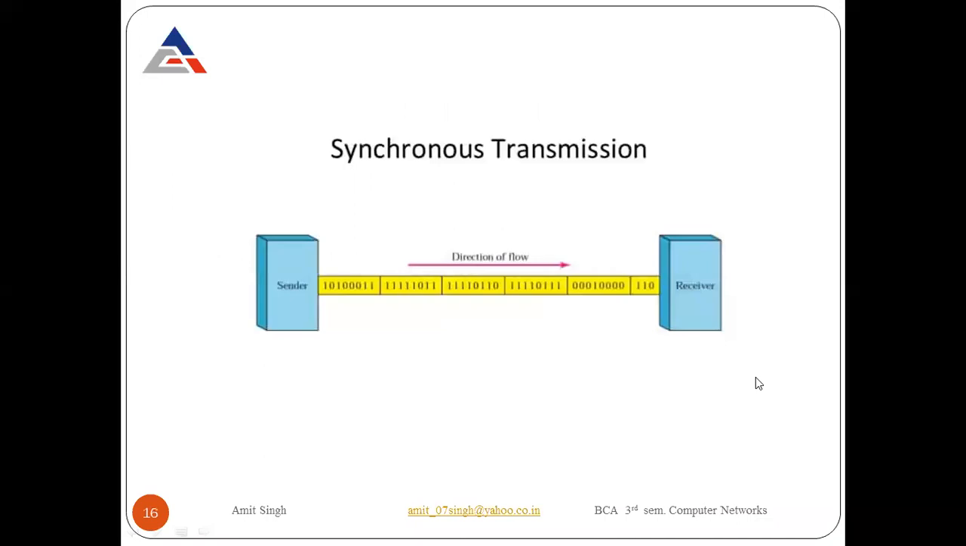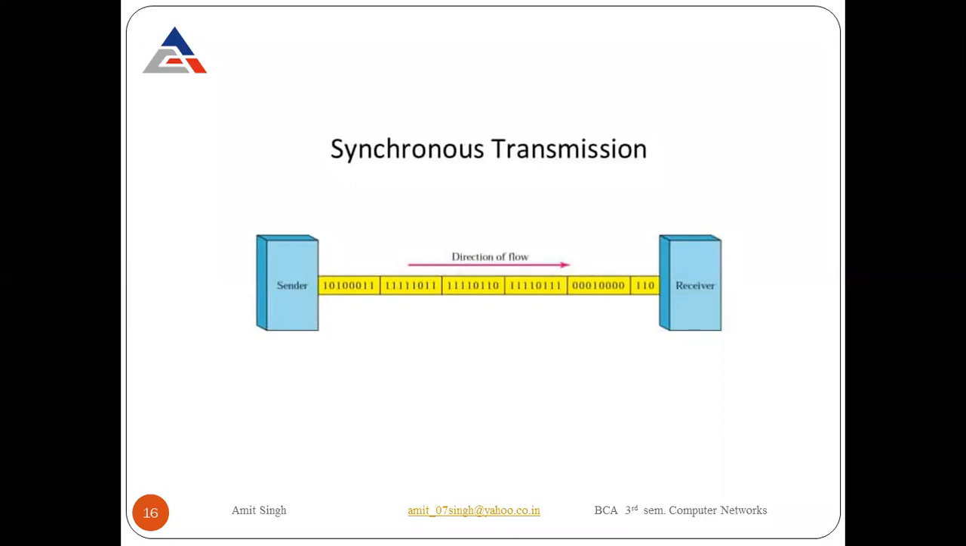Clear? Now look at the diagram, the synchronous transmission. A sender is there. Suppose I am the sender. You all are the receivers. This is the direction of flow. Direction of flow means the direction is always from sender to receiver. If I am sending data, the direction is always towards your side. And now this is a synchronous transmission.